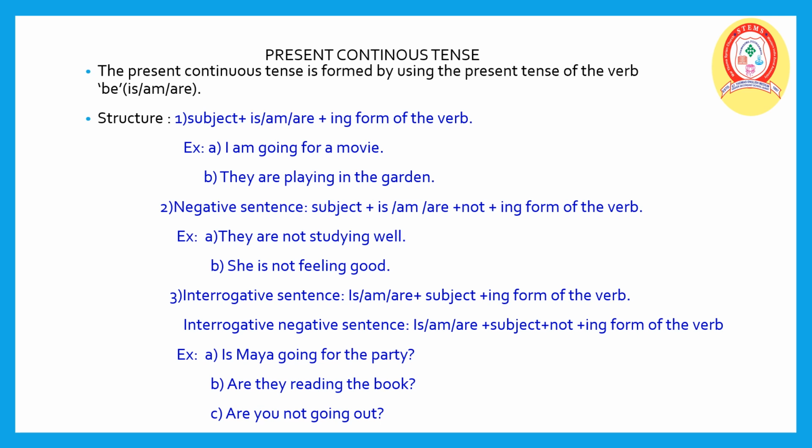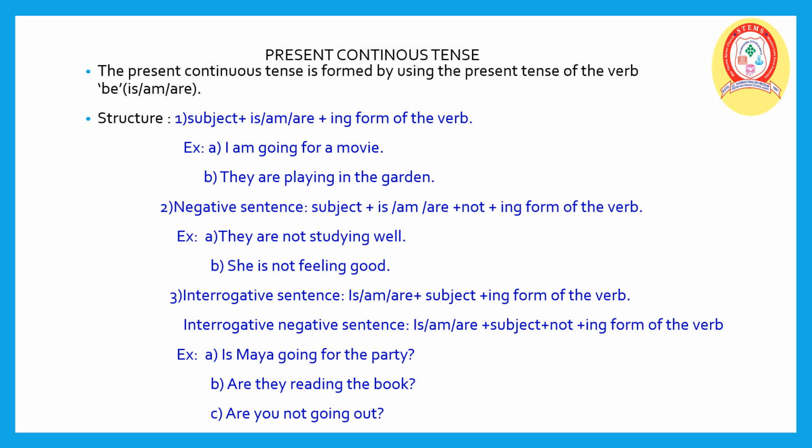Now coming to the third one, interrogative sentence in present continuous. Interrogative is always, remember, a question. Is, am, or are plus subject plus ing form of the verb. An interrogative negative sentence, is, am, are plus subject plus not plus ing form of the verb. You will understand it more when you see the example.